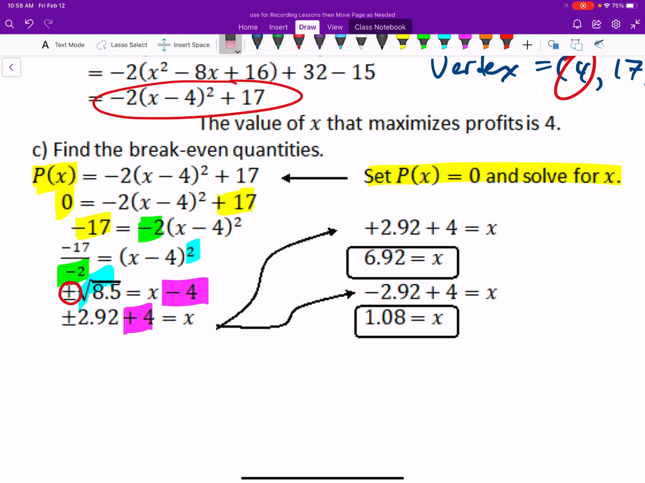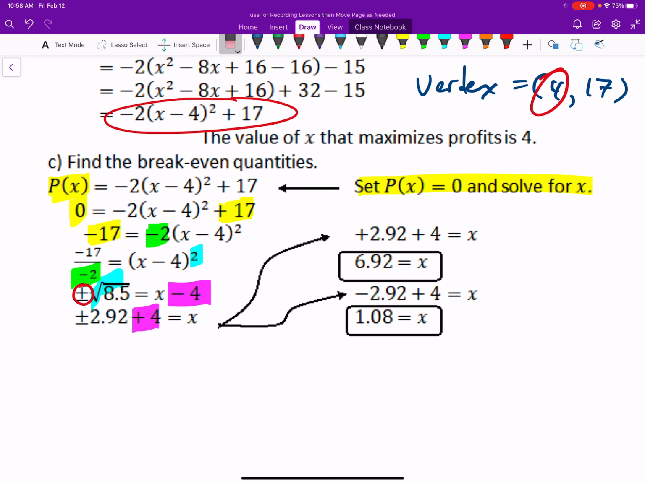So if I take positive 2.9 and add 4, like in the last step, I get 6.92. But if I take the negative 2.9 and add 4, then I get 1.08. So I've got two different answers here.